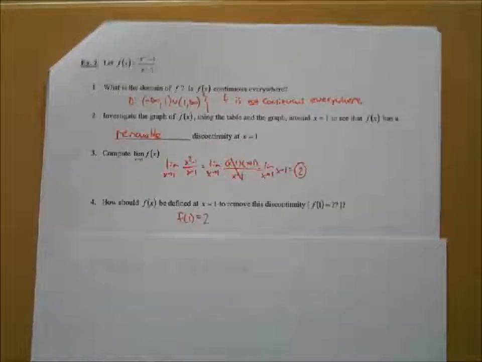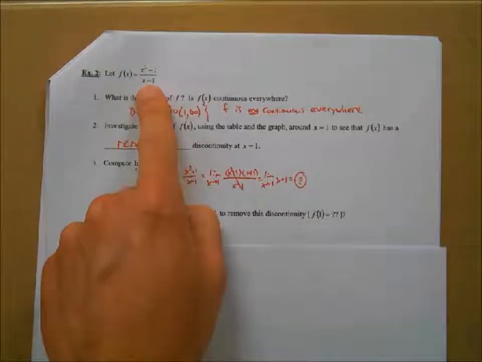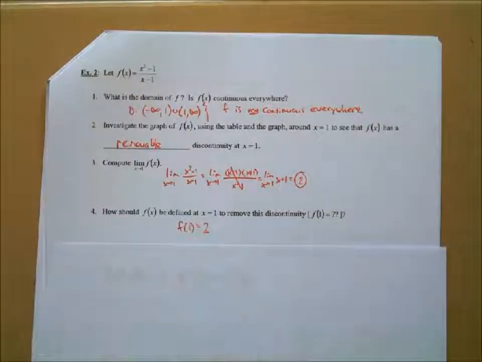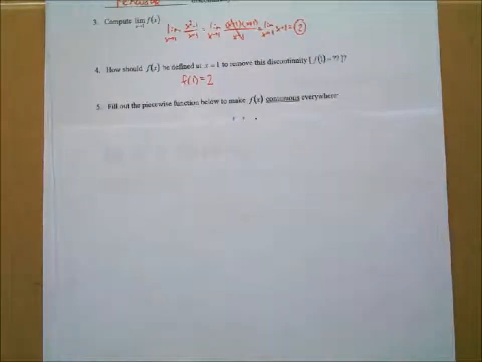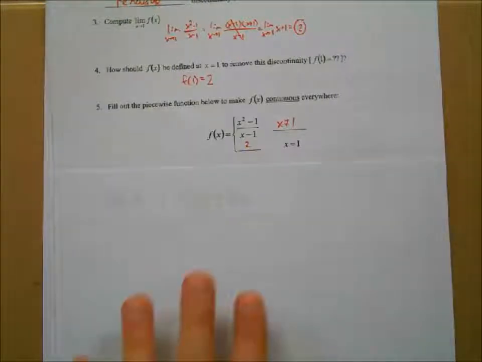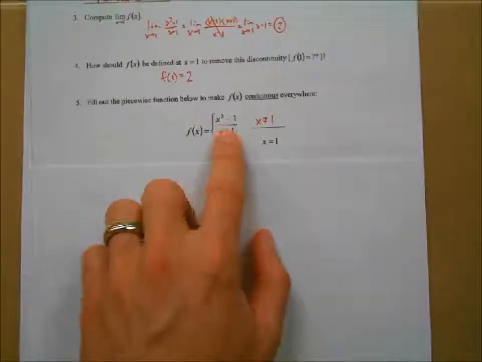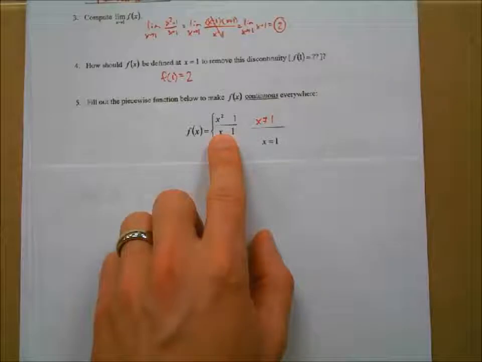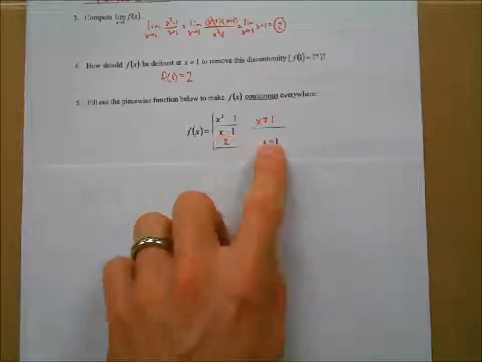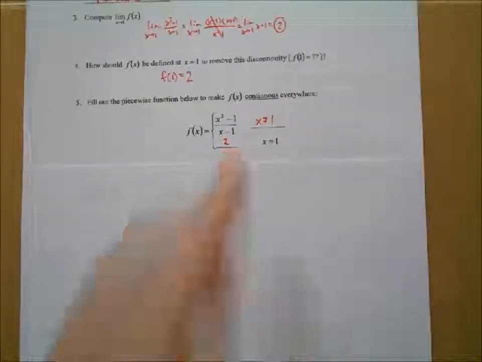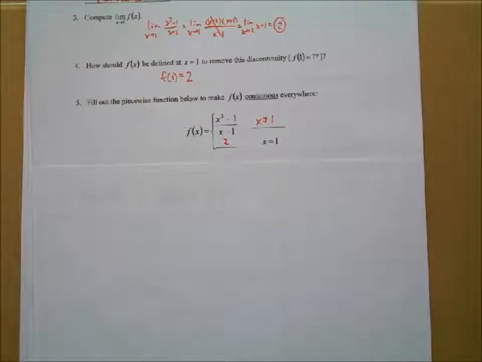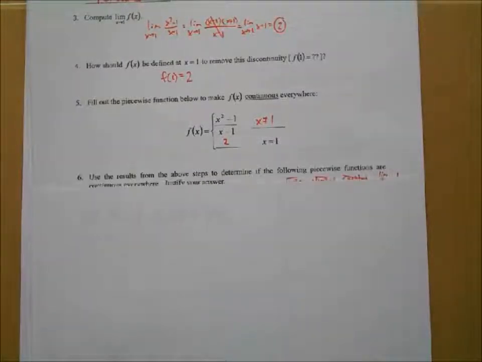All right, so then to fix this function right here, which is discontinuous, we'll make a piecewise function, okay, like so, where everywhere but x equals 1 will be the original function, but then at 1 we will fix it and make it 2, filling in that hole, getting rid of the removable discontinuity, right?